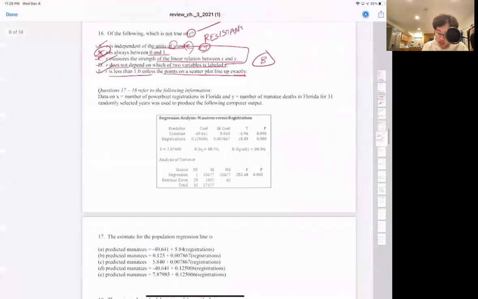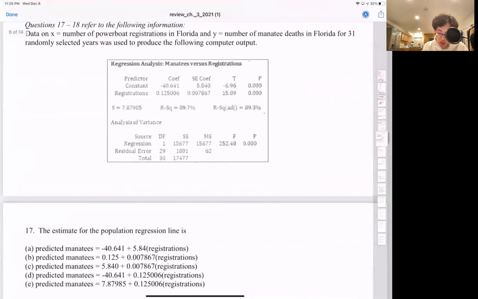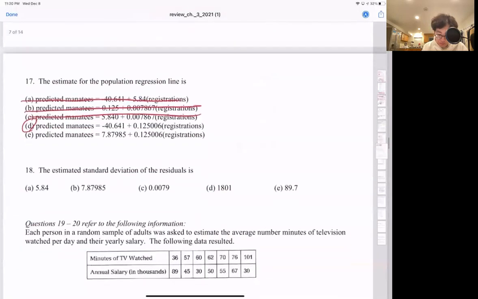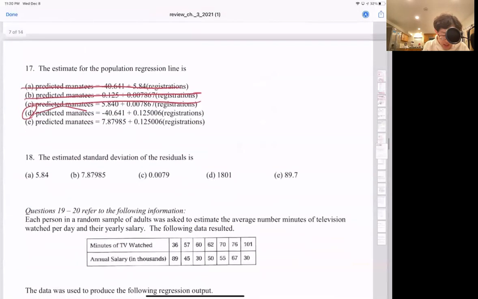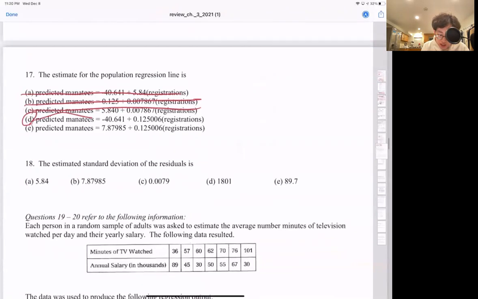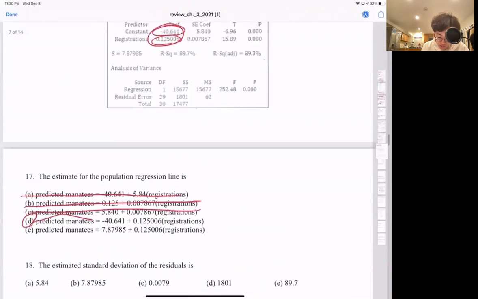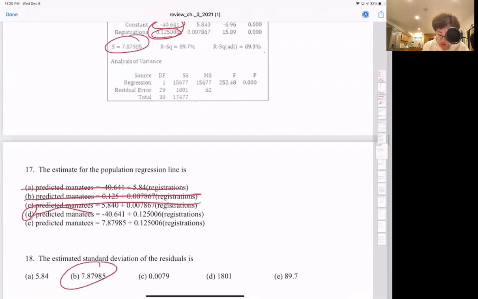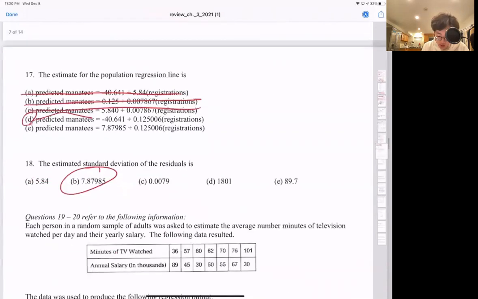All right, 17 and 18. So we have the equation based on this. By looking at that, I'm eliminating A, B, and C right away. That's your slope. That's your y-intercept. So it should be D. Oh, that was easy. Obviously I'm missing a hat. I don't like that. You should have a hat over the predicted manatees. The estimated standard deviation of the residuals, it's right here. All right, that's a no brainer.